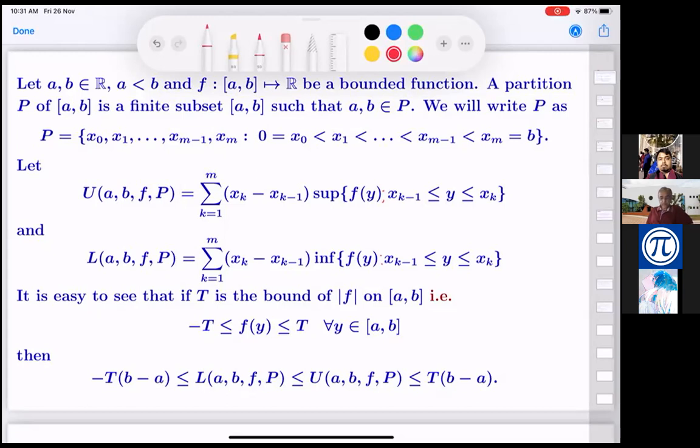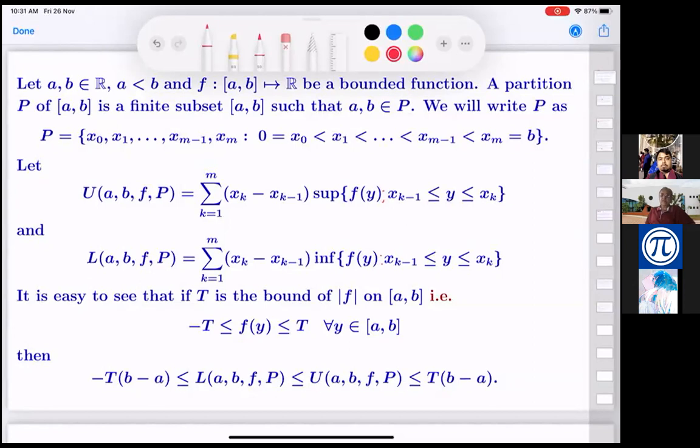Okay. So the starting point is you have a closed bounded interval a to b and you have a bounded function. This is very important: the domain is bounded and the function is also a bounded function.